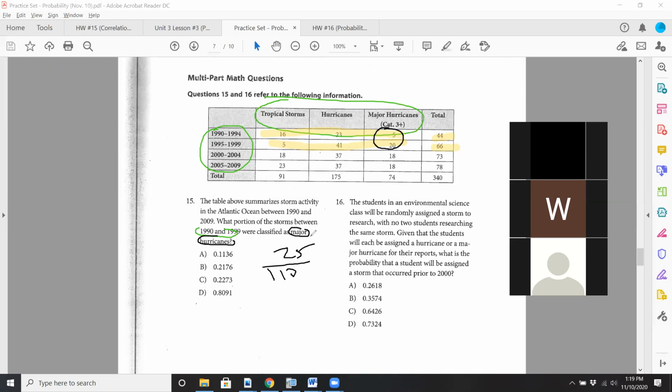And then you just punch it in your calculator and you get the answer. And so we get 0.227. So the answer is C. So it's not that hard. That's all that's really happening there. Just reading tables.